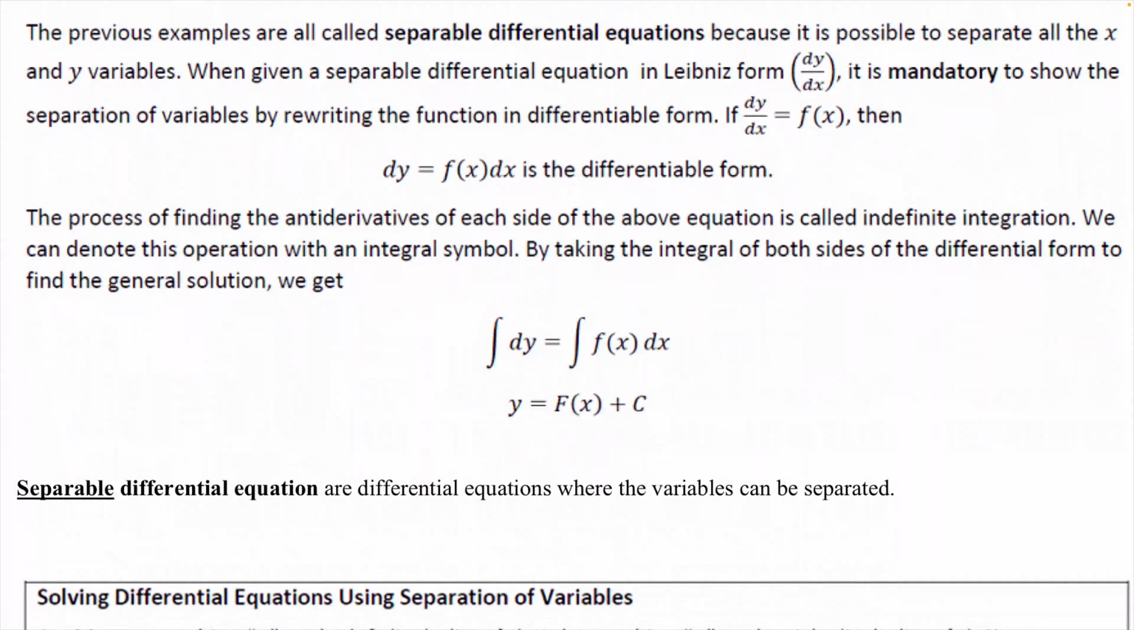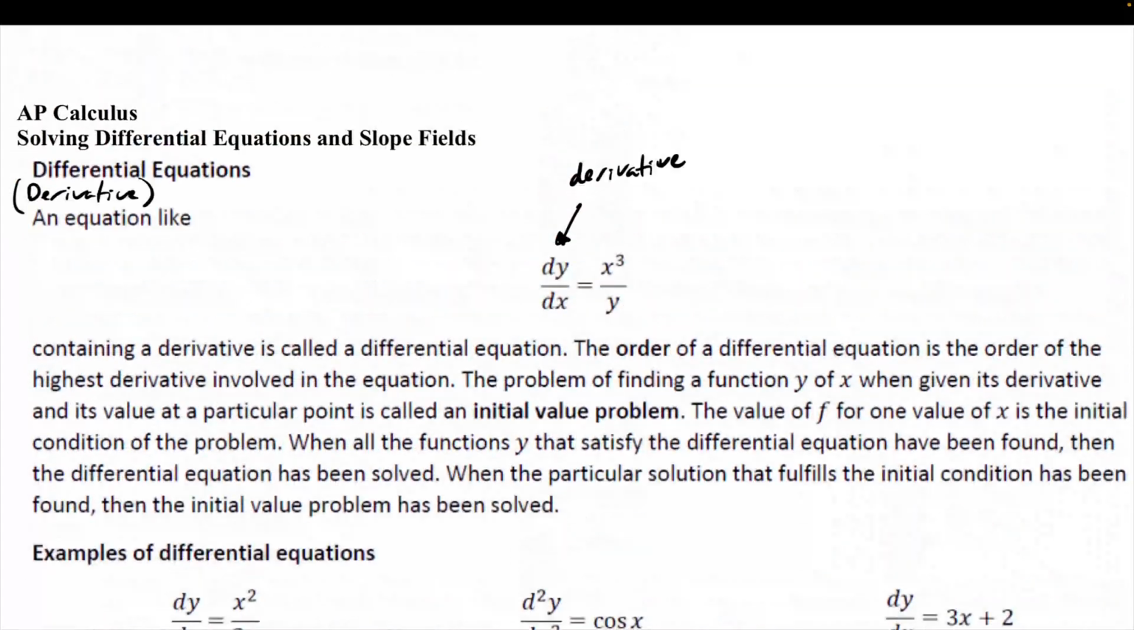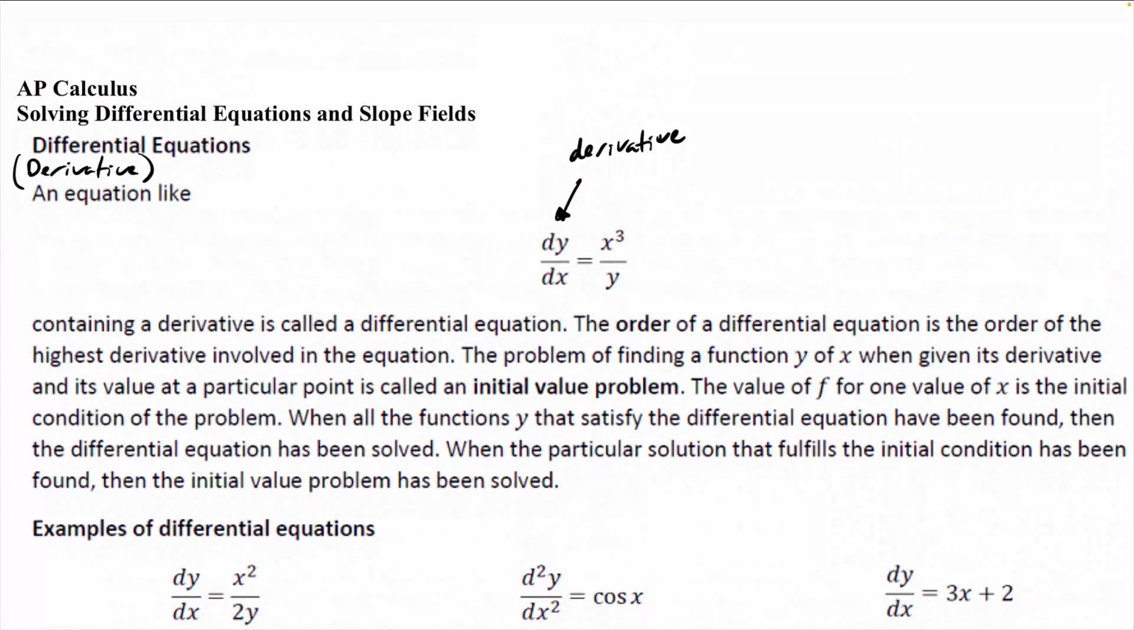So how do we solve them? First, we separate anything with a y from anything with an x. So separation, and then we integrate: we find the antiderivative, and we're done. That's how we solve them. There are two different ways to solve these. One way is what we're going to do today, separation, and the other way is slope fields. I put them together because they do the same thing. One uses a graph, one uses equations.